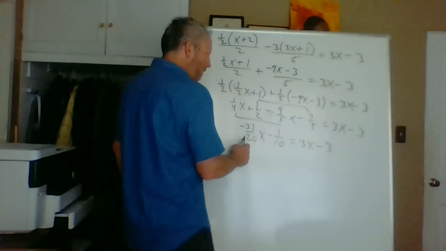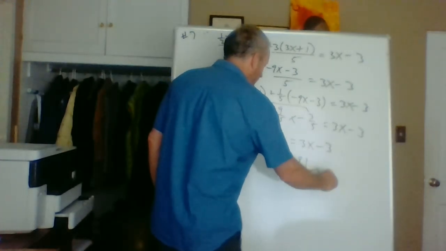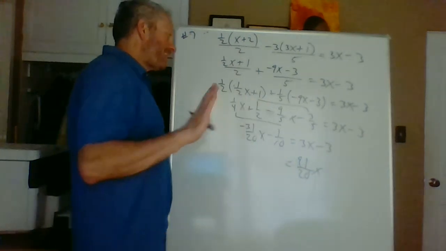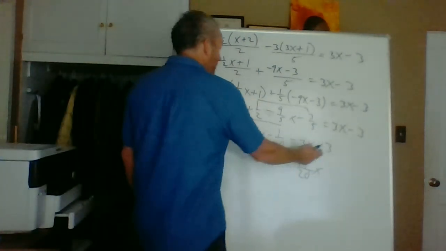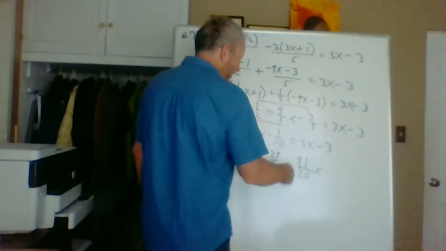So we'll have 3x plus this. So that'll be 91 over 20x. Again, numbers like that seem to check people's confidence, and to get that whole idea. But let's add 3 to both sides. So 3 minus 1/10 is 29/10.